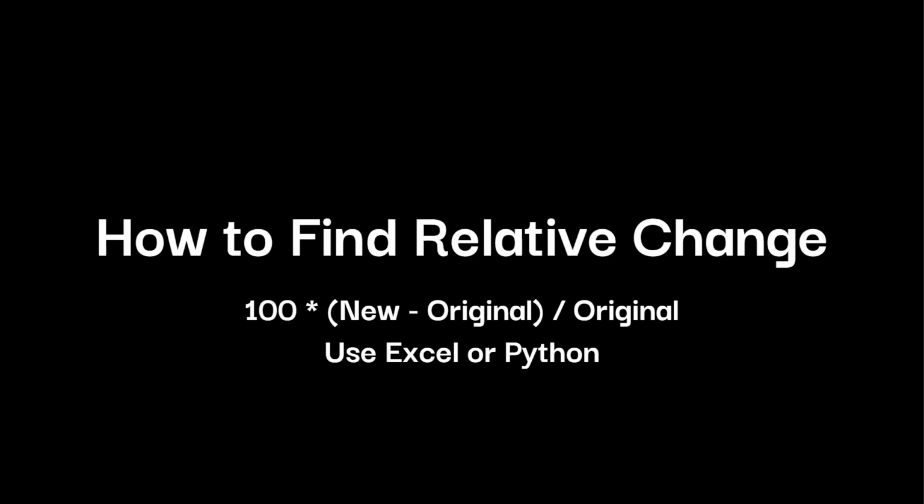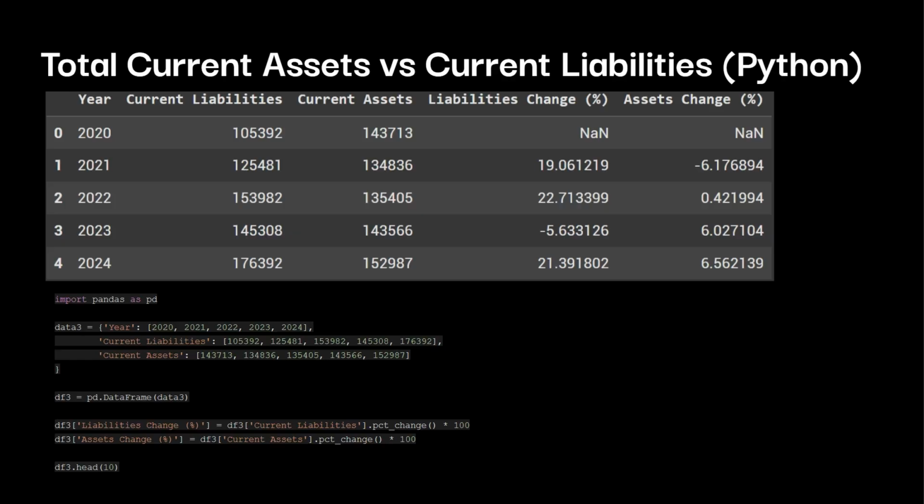Okay, so now how to find relative change, right? We're going to take 100 times new minus original divided by original. You can find this both in Excel and Python. So we have this over here: year, current liabilities, current assets, and you can see the change in both of these year over year. And it's really, really easy on here. Just do percent change, multiply that by 100, and you get those specific values.